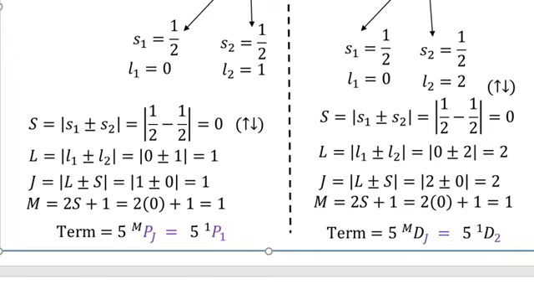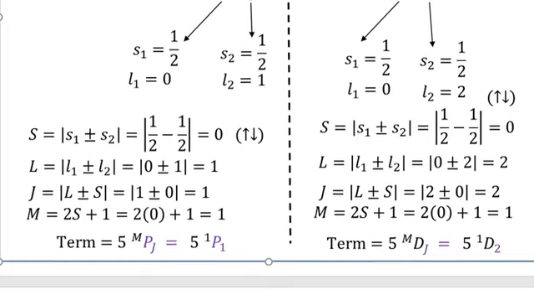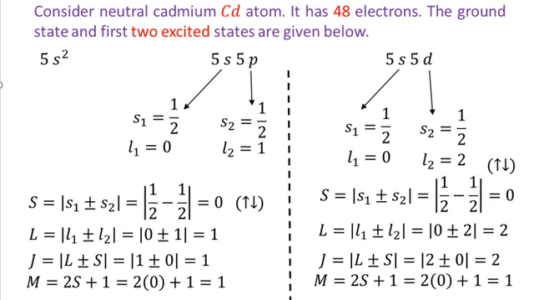So this is for the excited states, which was 5s and 5p. Now let's move on to the second excited state, which is 5s and 5d. For the s electron, we have spin quantum number s1 is equal to half. Similarly, for the d electron, the spin quantum number s2 is equal to half. So s1 and s2 are the spin quantum numbers related to the s and d electrons.